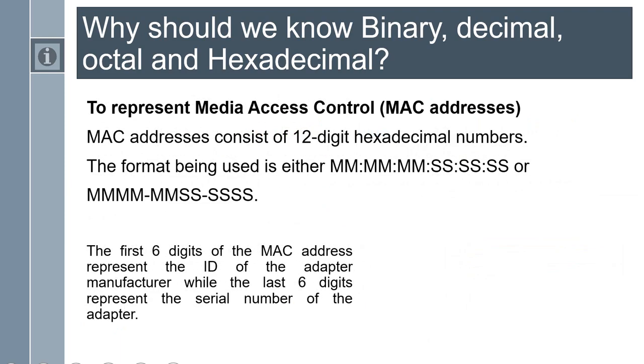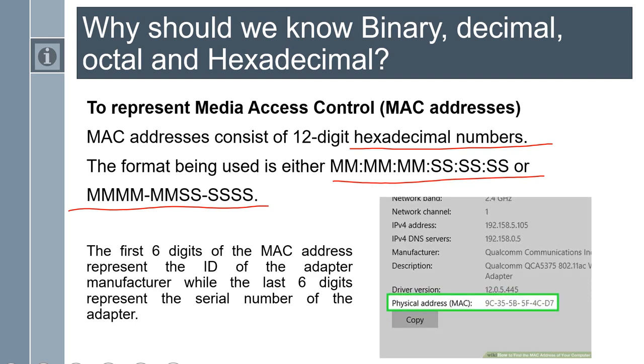And the next use is MAC addresses. MAC addresses consist of 12-digit hexadecimal numbers. So this is basically the format, which means that the first 6 digits of the MAC address represent the ID of the adapter. Here is the example in the picture, while the last 6 digits represent the serial number of the adapter.